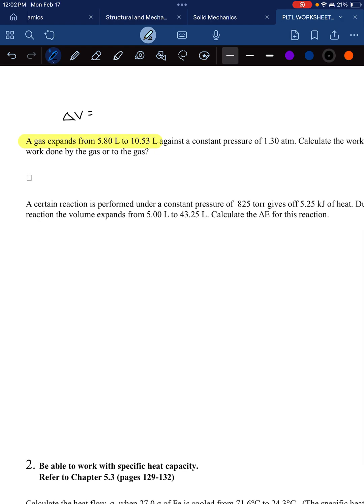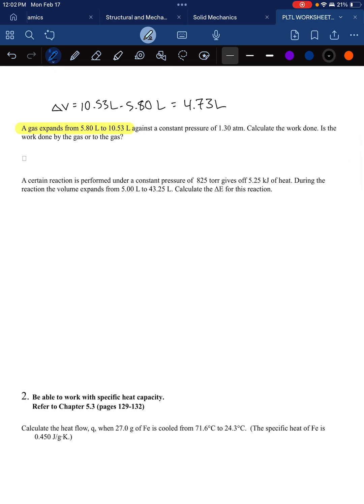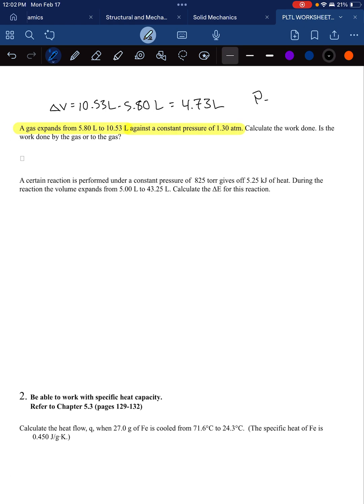All right, the gas expands from 5.80 liters to 10.53 liters. And so that's going to be our delta V, our change in volume. And we know that we have to do final minus initial. So we're going to do 10.53 liters minus 5.80 liters, and that'll give us 4.73 liters. Okay, and now if we keep reading, we'll see that it has a constant pressure of 1.30 atm. So that'll be our P, 1.30 atm.